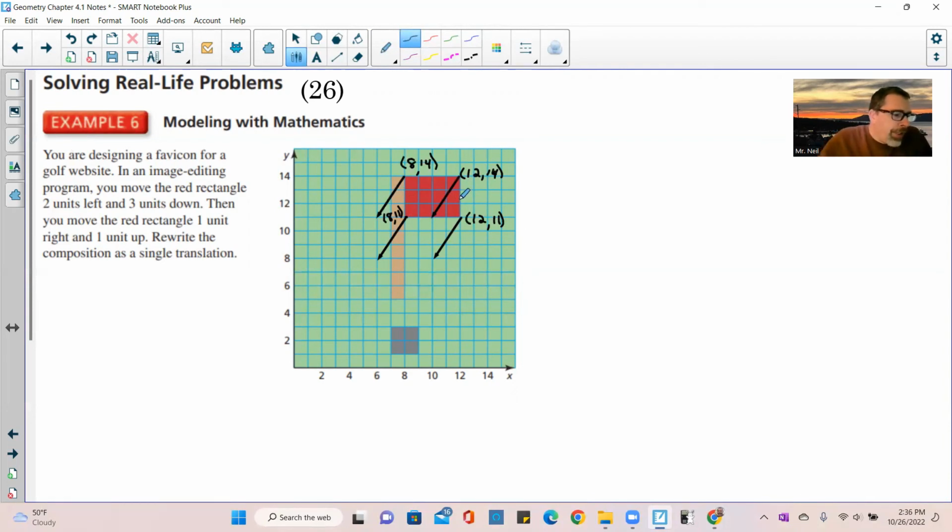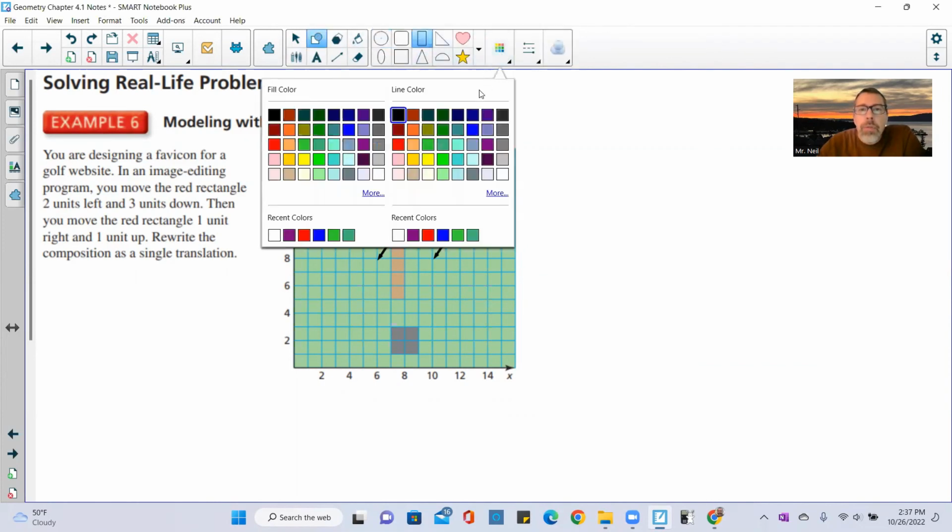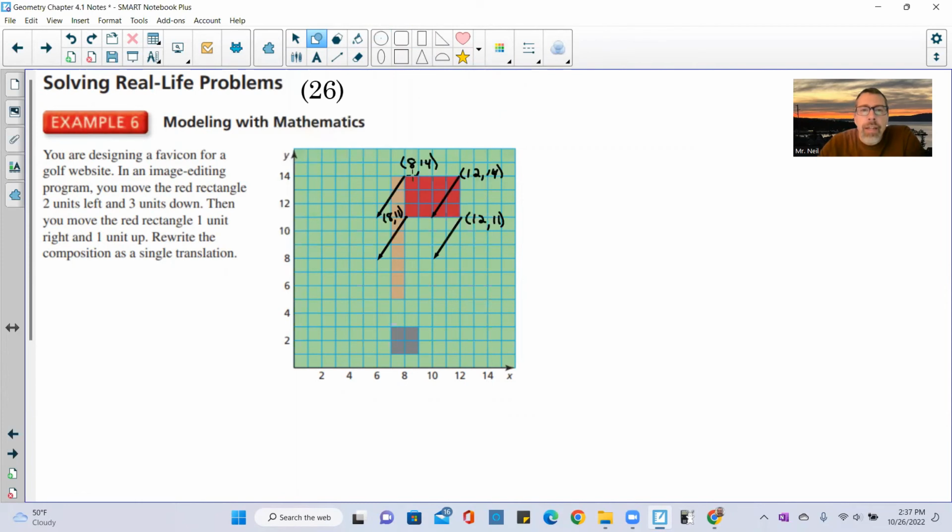And what I want to do is move them 2 units left, 3 units down. Okay, so that is the first move. So if you could picture this, let me do this with a rectangle. And let me make it red, fill, line color black. Okay, and I'm just going to put it right here.